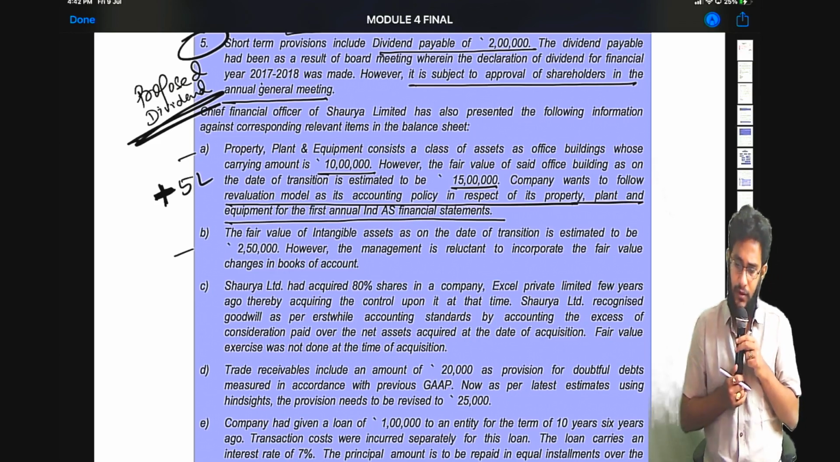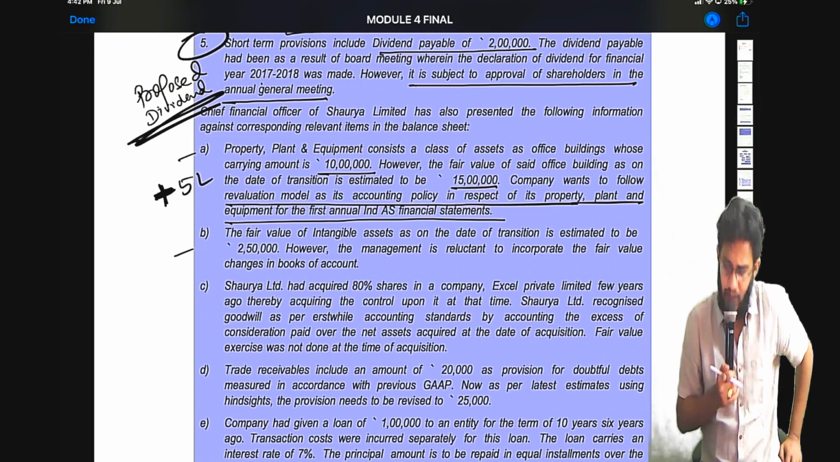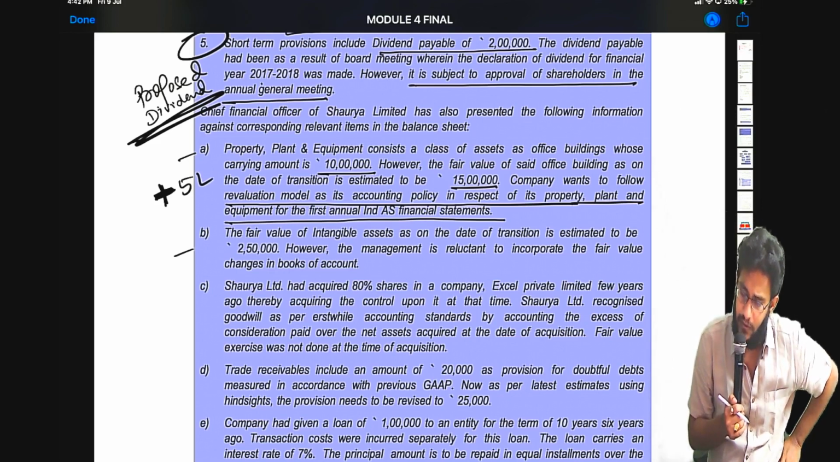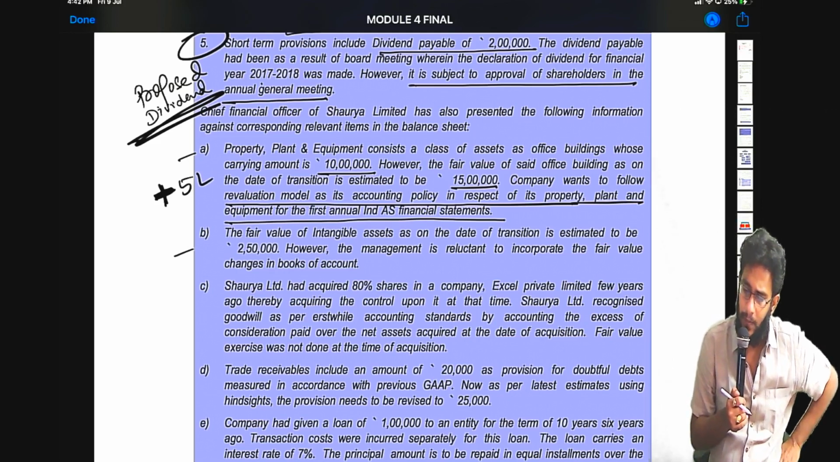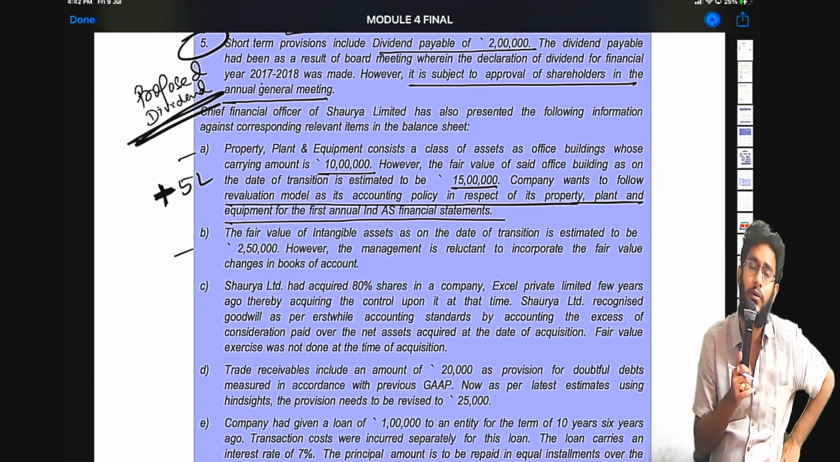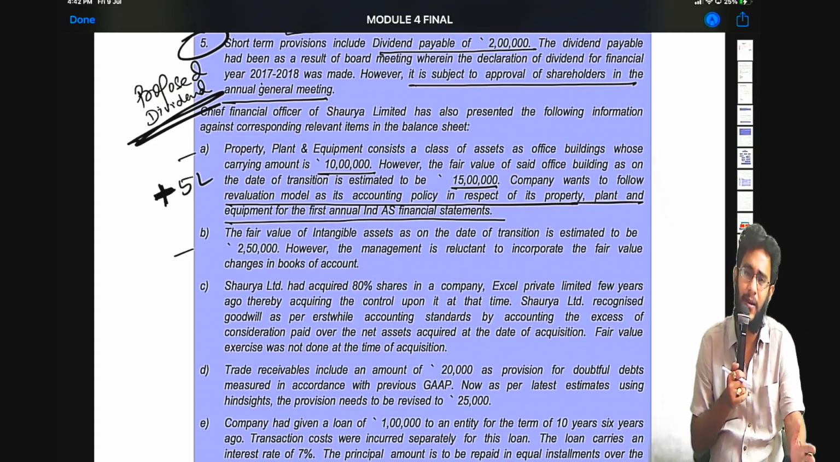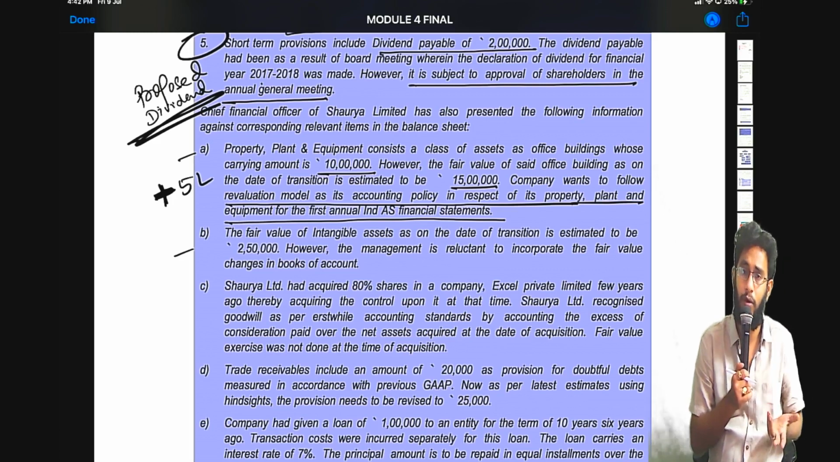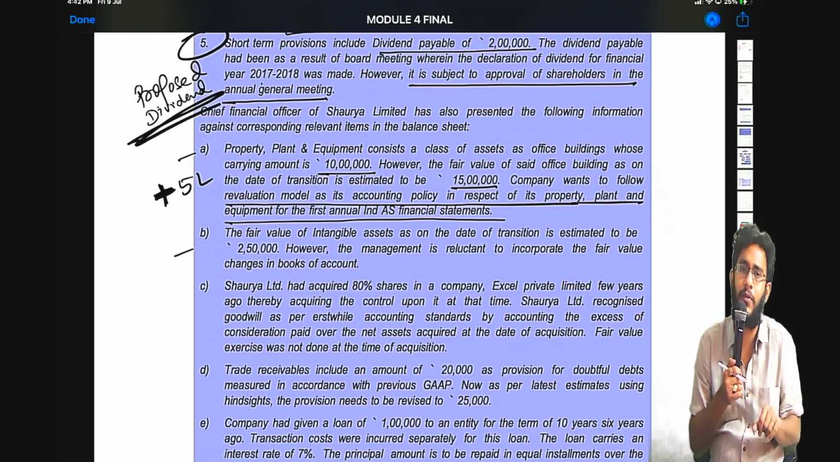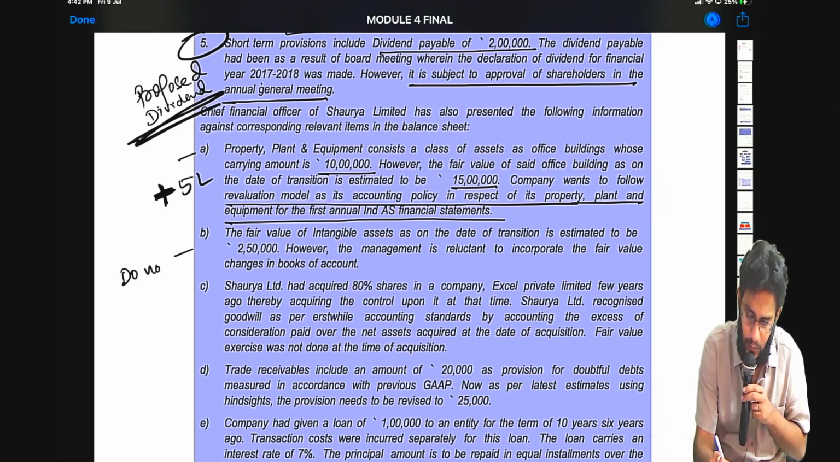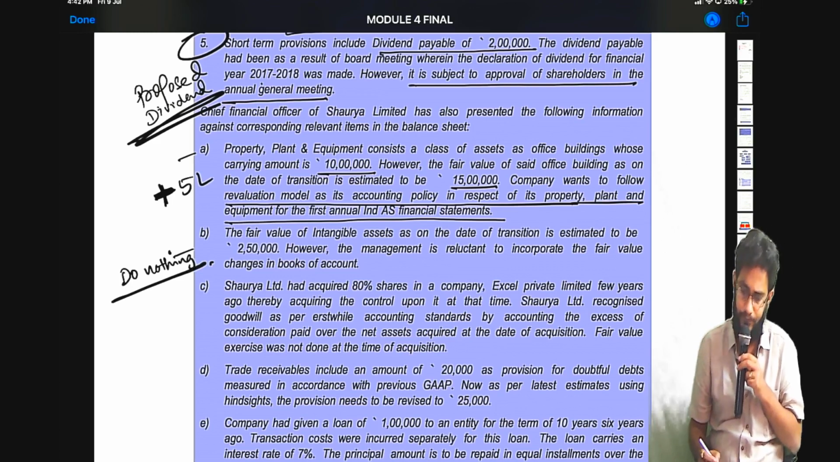Next. The fair value of intangible assets as on the transition date is estimated to be rupees 2,50,000. However, the management is reluctant to incorporate the fair value changes in the books of account. They don't want to do fair valuation for intangible assets. So tell me, is it compulsory that you have to do fair value? No, it's an option, one of the three options. They don't want to do it, it seems. So here the answer is do nothing. Continue the carrying amount.